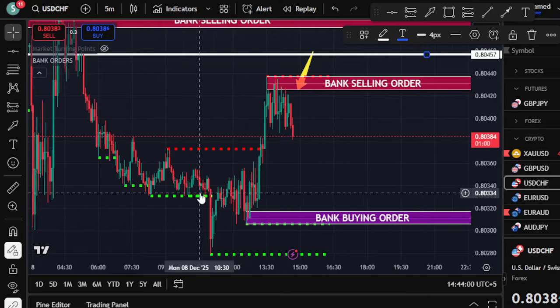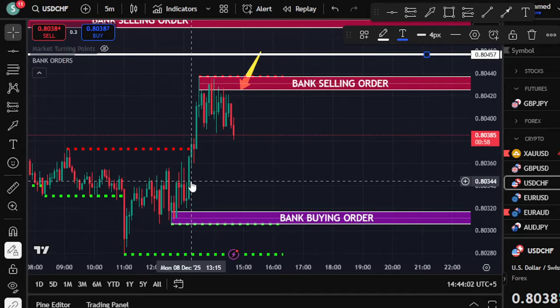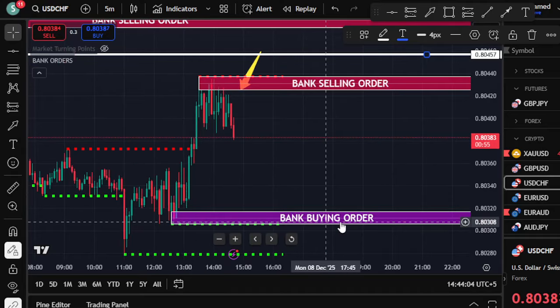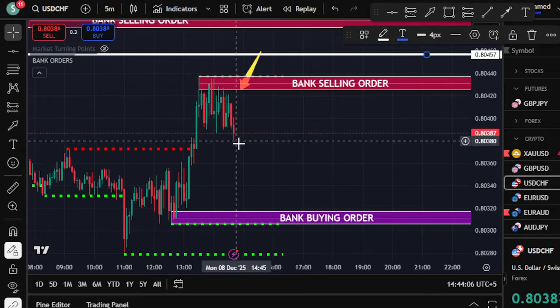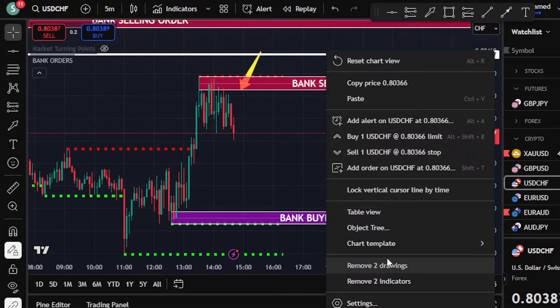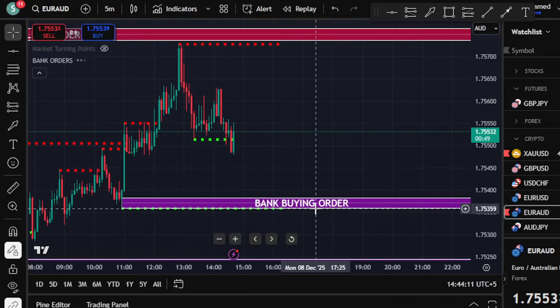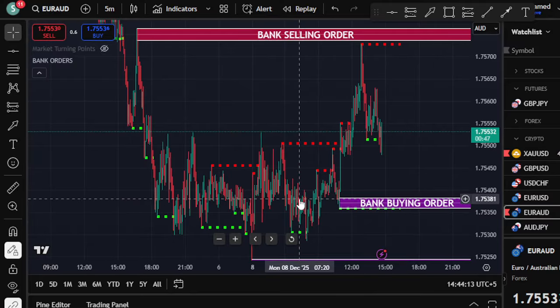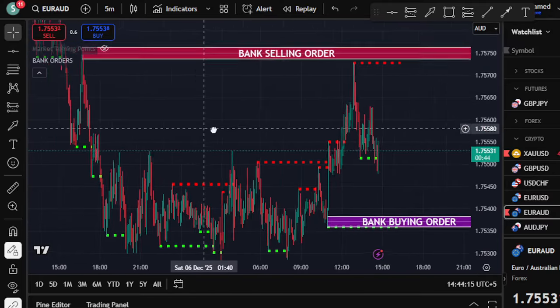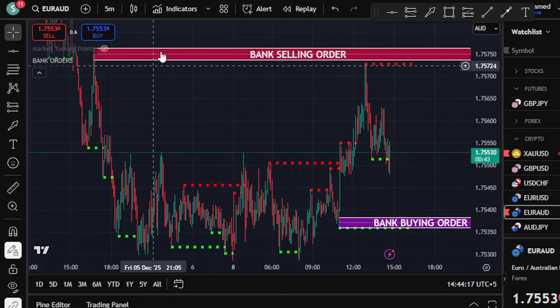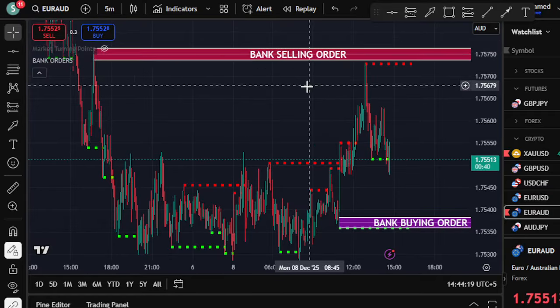Okay, it has some static levels and some levels that appear after the move. So this is the level that appeared after the move, and now the price can come to retest that level, and this is how the bank indicator works. Okay, so now let me give you one more example. Look at this. This is the EUR AUD chart. The price came down, this level was created, that is called the bank selling level.